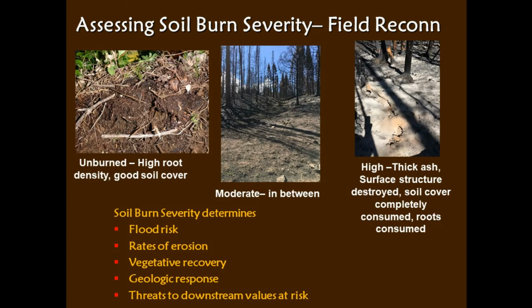So this is an example here on the left side. You can see that's unburned. And so you have good ground cover, good organic matter. You have the root density, so those roots are really critical to helping to hold the soil together and preventing erosion. And you have essentially good soil structure.